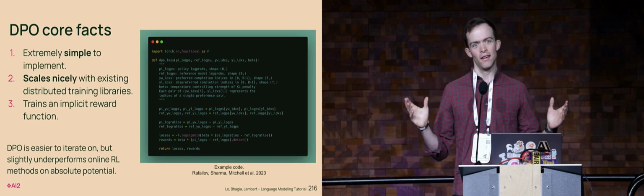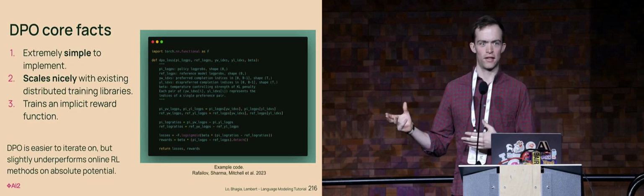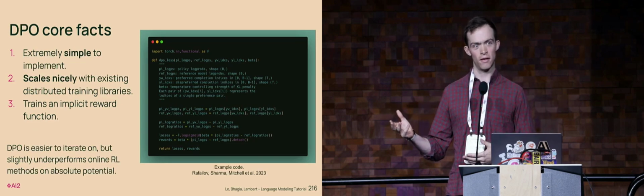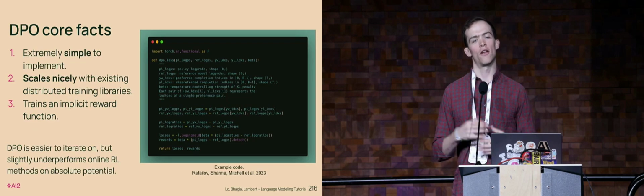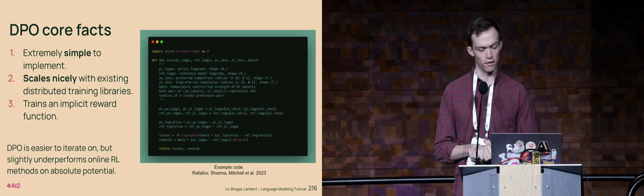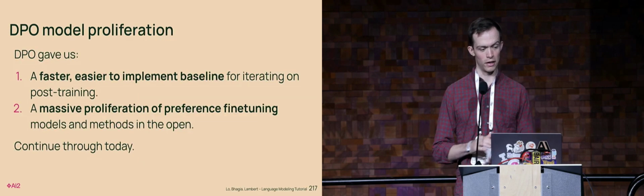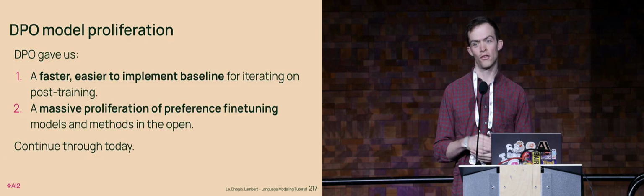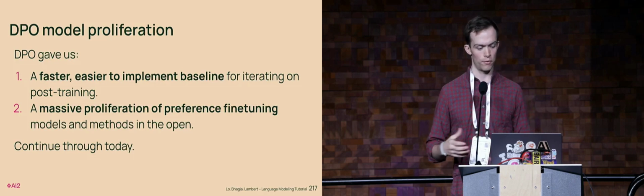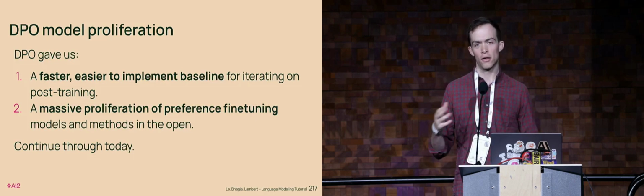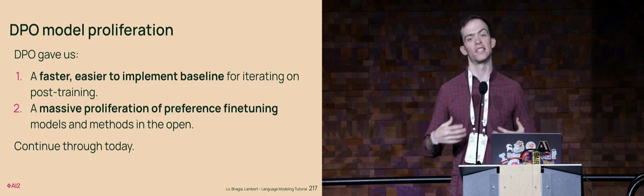You essentially get the probabilities of the chosen and the rejected completions in your preference pair, and then you do a loss update based on reweighting of these. And DPO is super important. It gave us a model proliferation where we started seeing way more preference-tuned models. And it's still ongoing today, even if it feels like the rate of releases is slower.